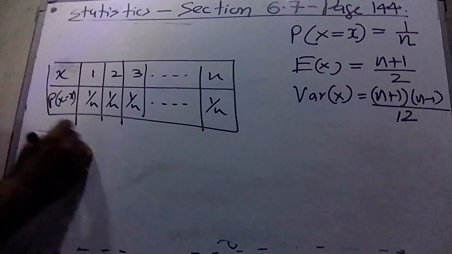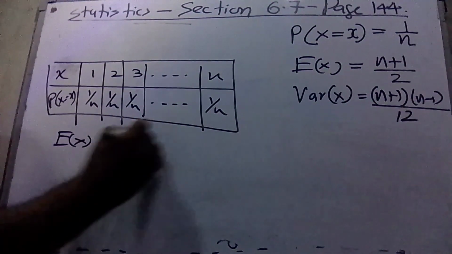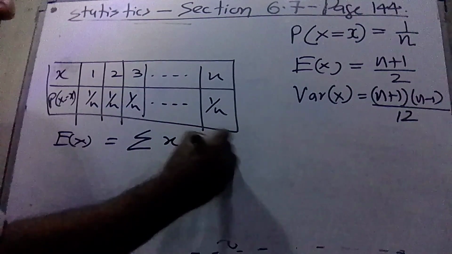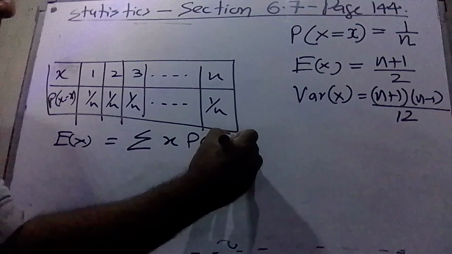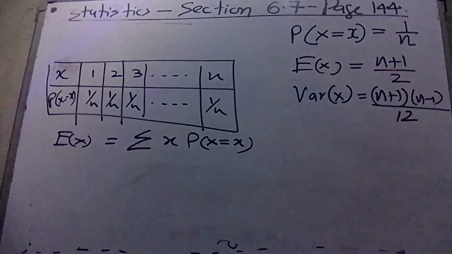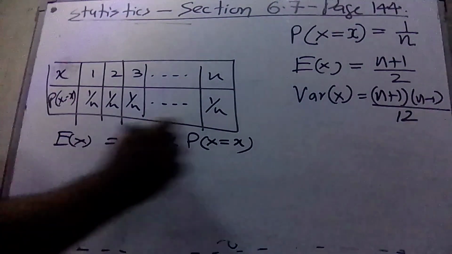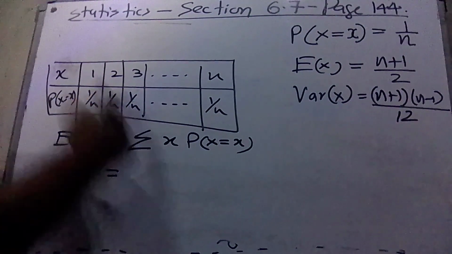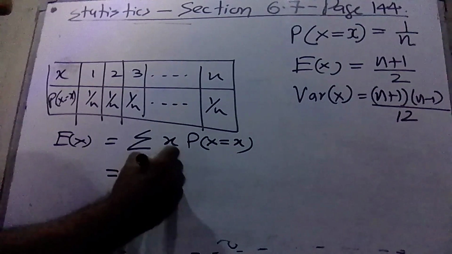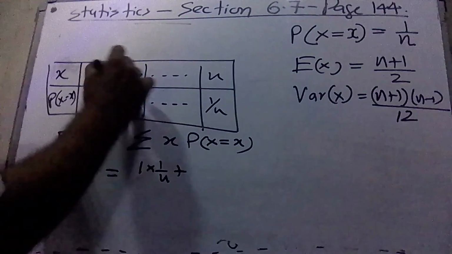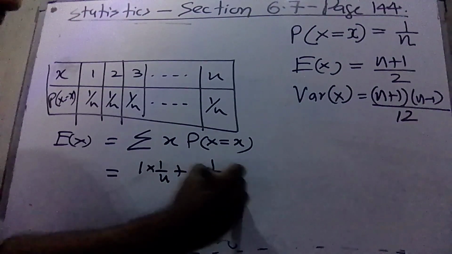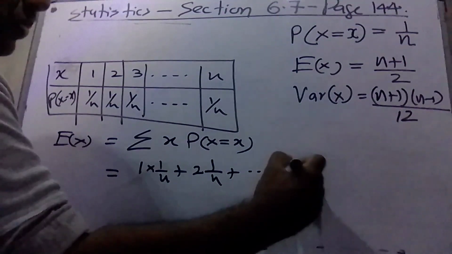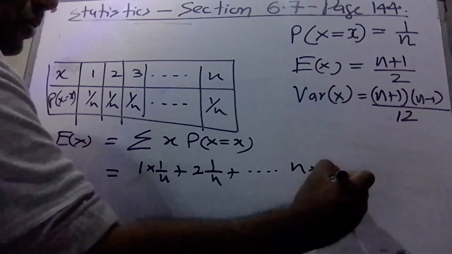So then what is the expected value? Expected value is sigma xp(x); I have explained these things in detail, and we will use them here, x into this one. So we apply 1 into 1 over n plus 2 into 1 over n. Always the probability is 1 over n, plus like this up to n into 1 over n.